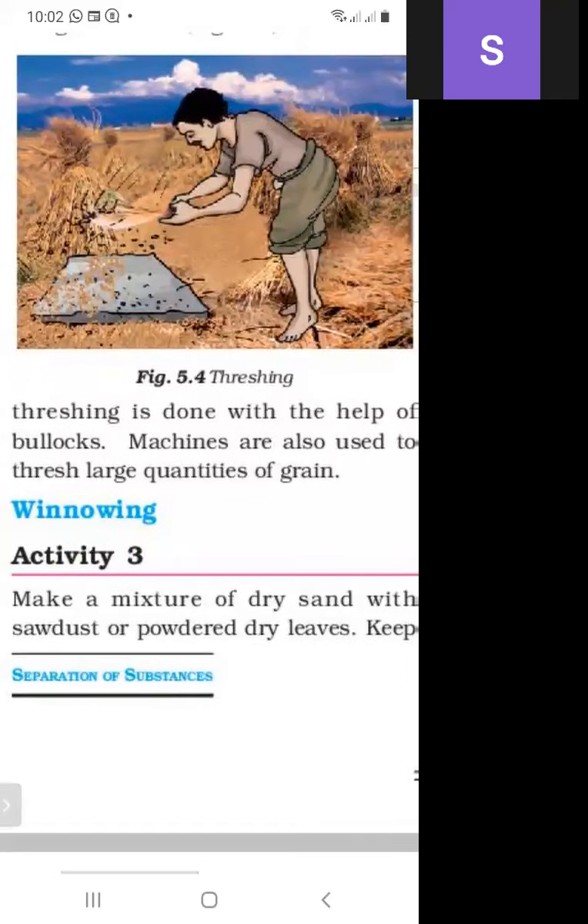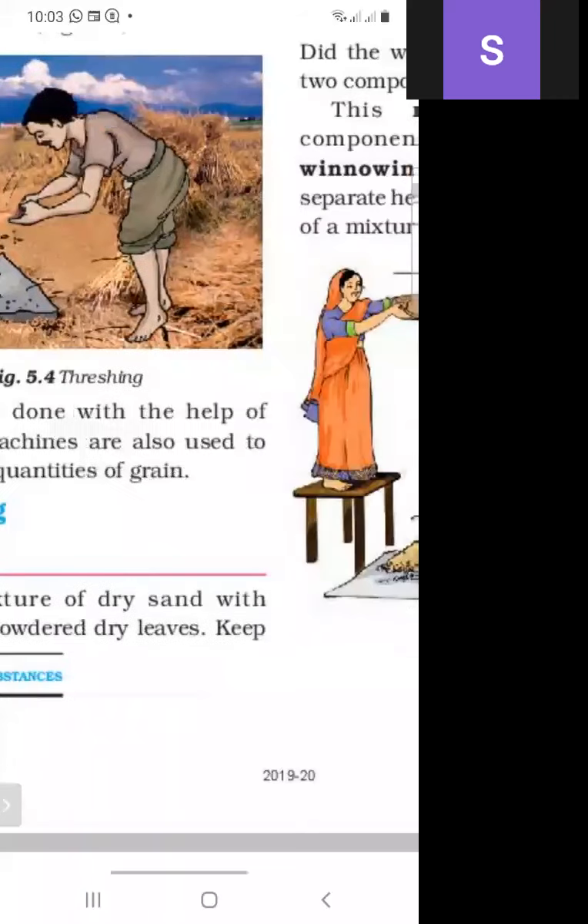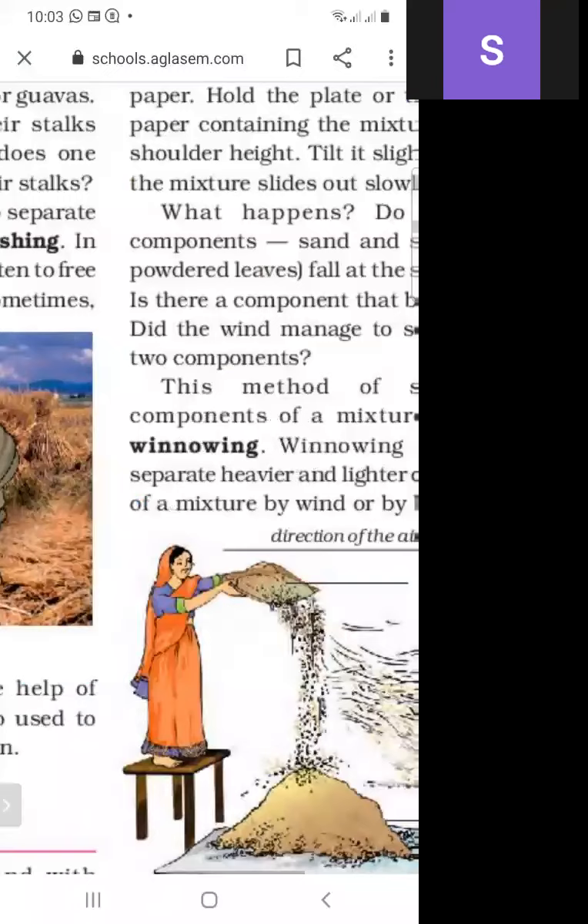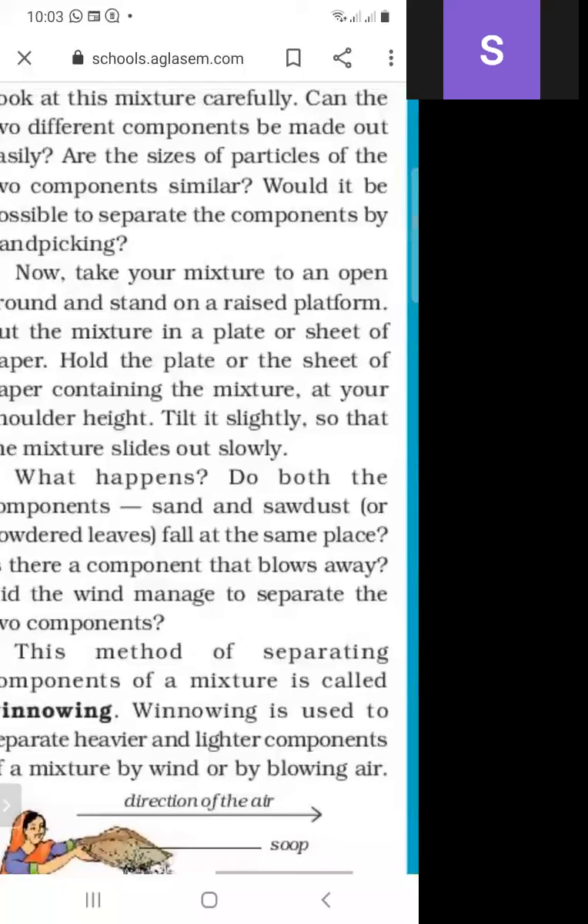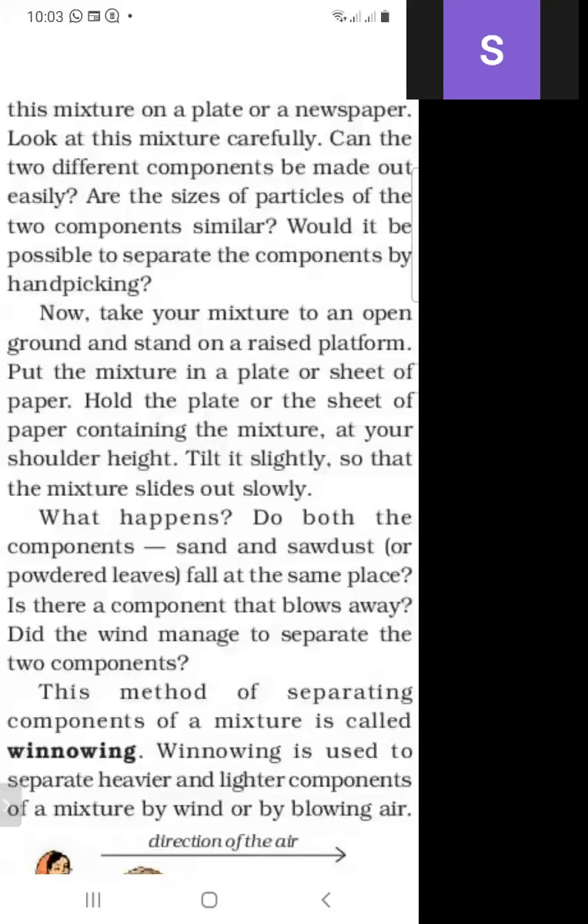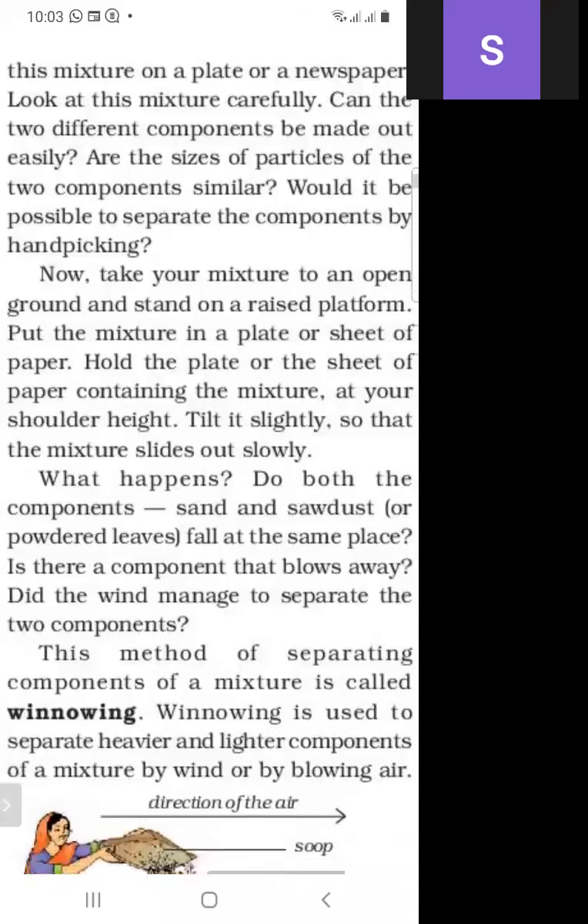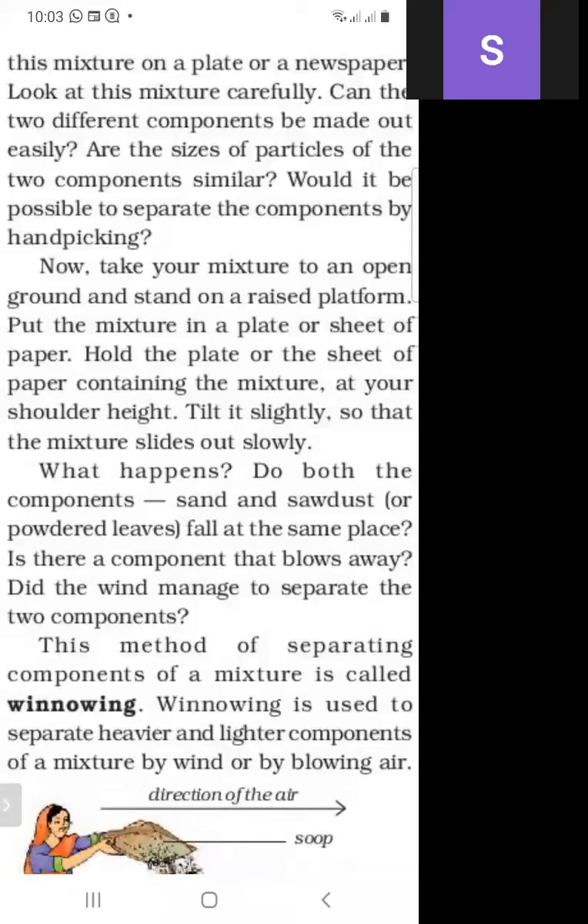So what is Activity 3? Firstly, we will take dry sand and mix it with dry leaves. Then we will take this mixture on a plate or on a newspaper. Then we will tilt it. Are the sizes of particles of the two components similar? Would it be possible to separate the components by hand picking?